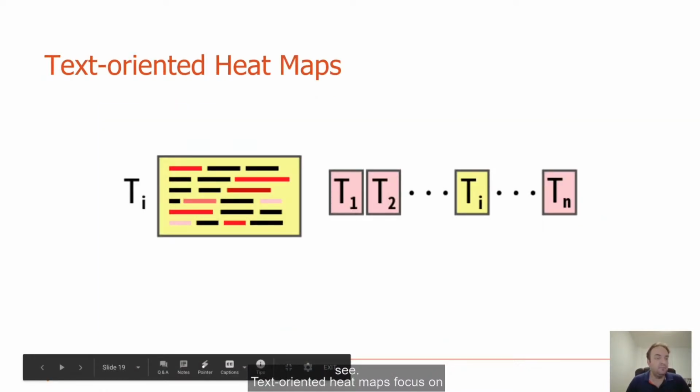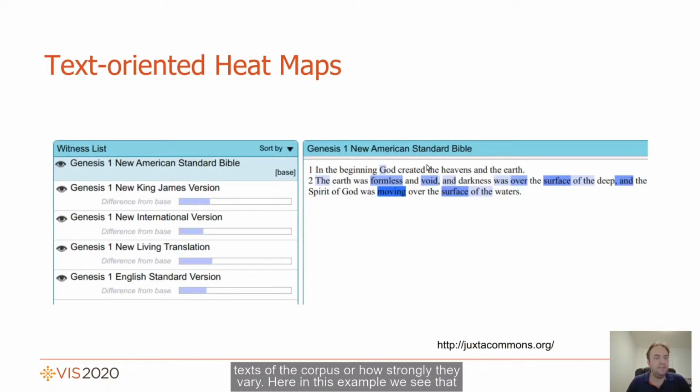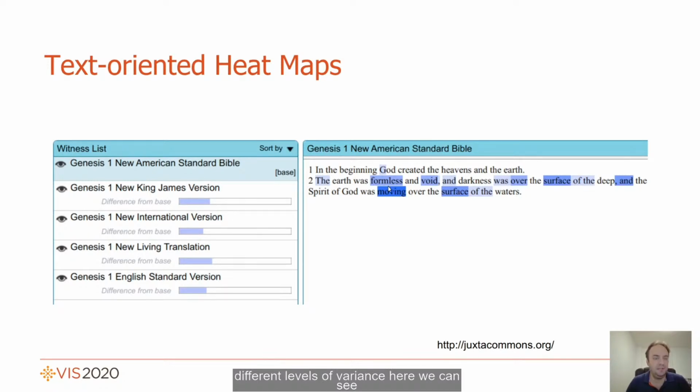Text-oriented heat maps focus on a singular text overlaid with aligned information. Typically, words or phrases receive a colored background indicating how often they appear in the other text of the corpus or how strongly they vary. Here in this example, we see the Juxta Commons, which uses this technique to illustrate textual variation among multiple witnesses. It utilizes different degrees of saturation to display different levels of variance. Here we can see from the base witnesses.